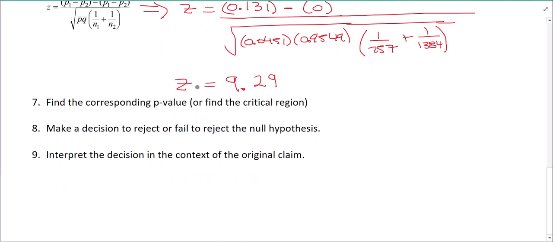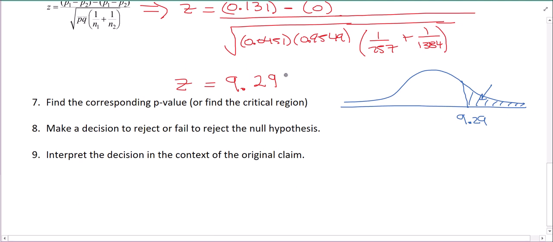Now that we have our z-score, we go and find the corresponding p-value or the critical region. Now remember, we do have a right tail test, and that comes from the alternative. So essentially, I'm going to have 9.29. So I want to figure out what is the area right above 9.29. So this is a huge z-score.